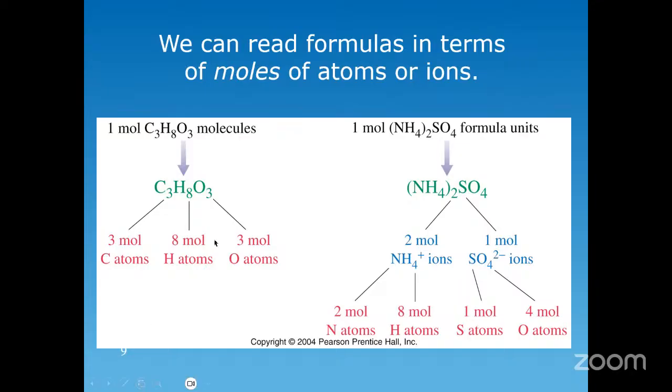And that is demonstrated in this example. So here we have a molecule where the formula is C3H8O3, right? Based on the formula here, you can say that one molecule of this compound will contain 3 carbon atoms, 8 hydrogen atoms, and 3 oxygen atoms. So that's one way of looking at it.